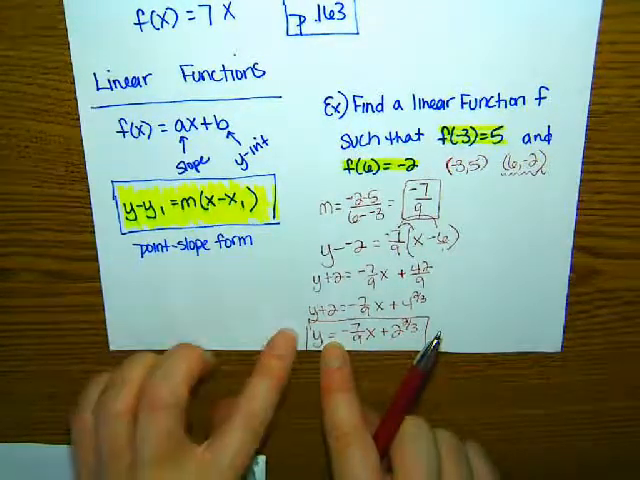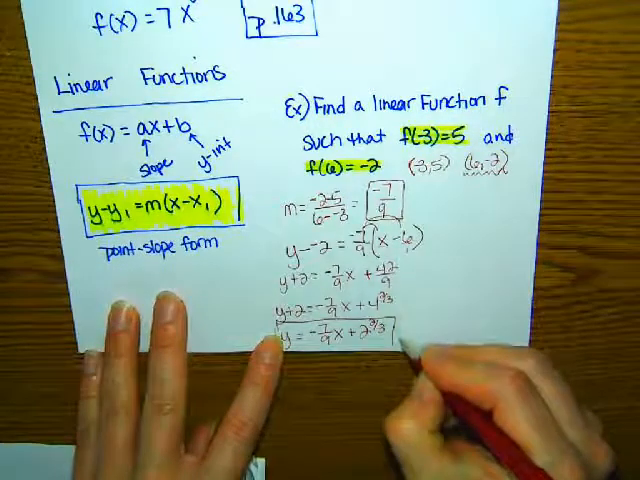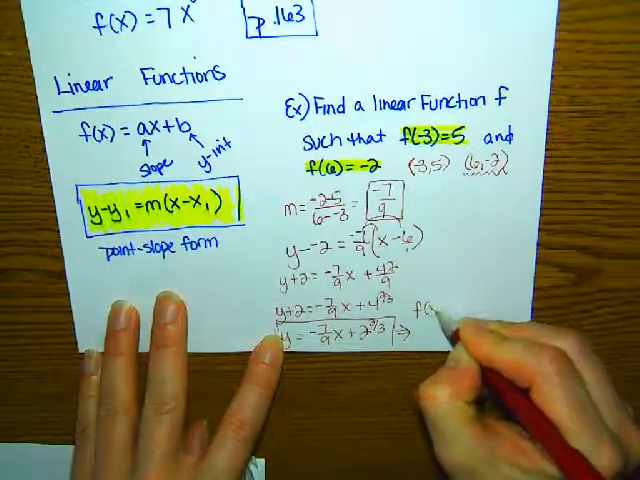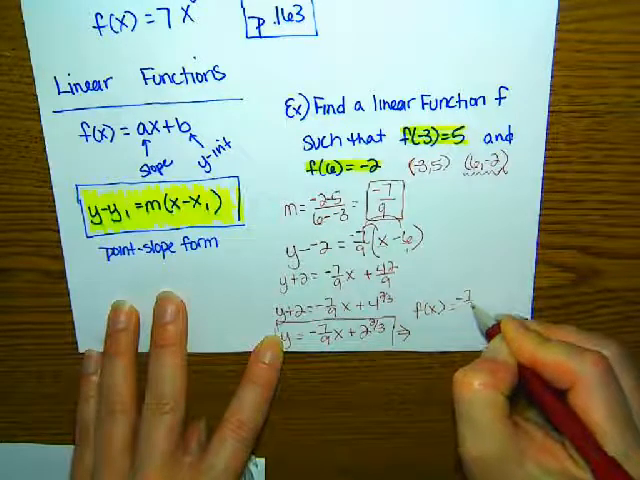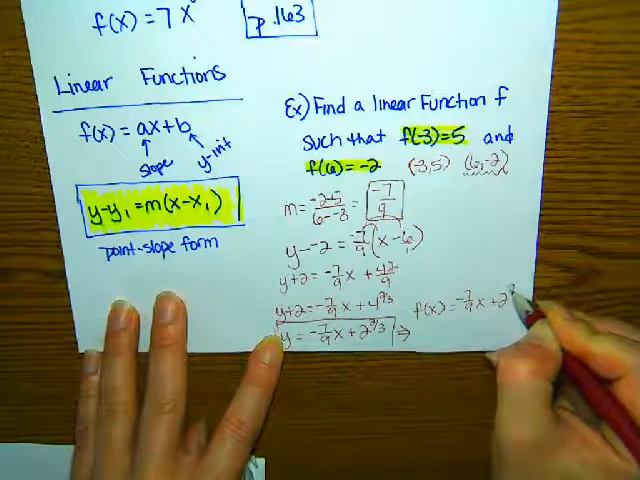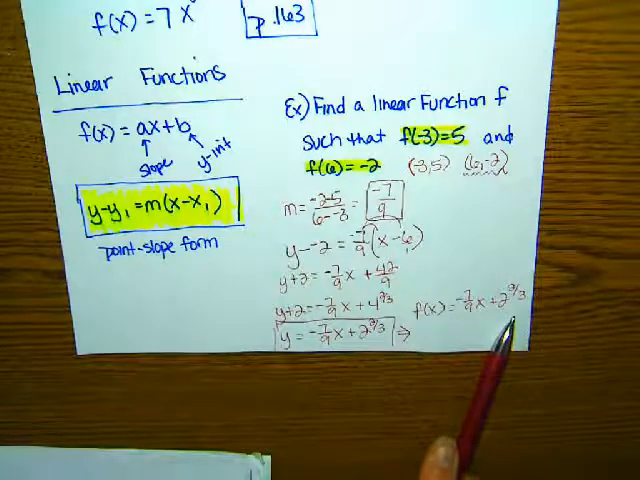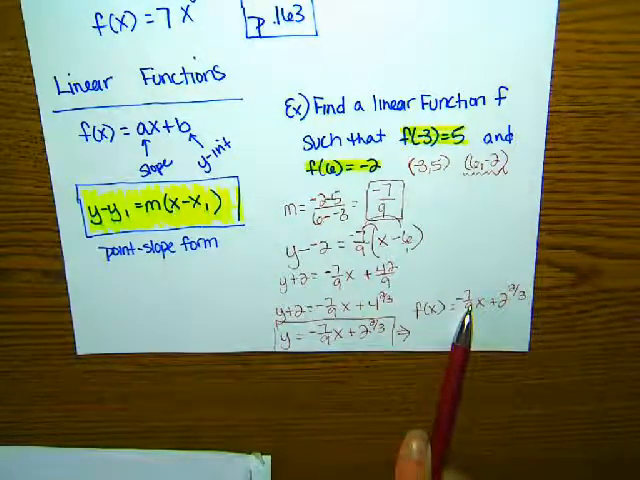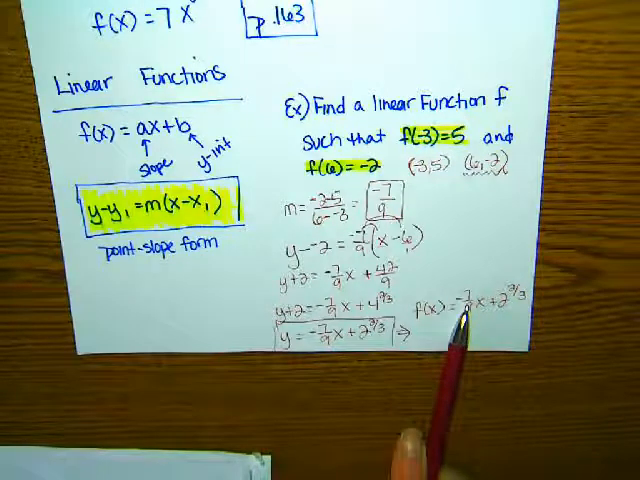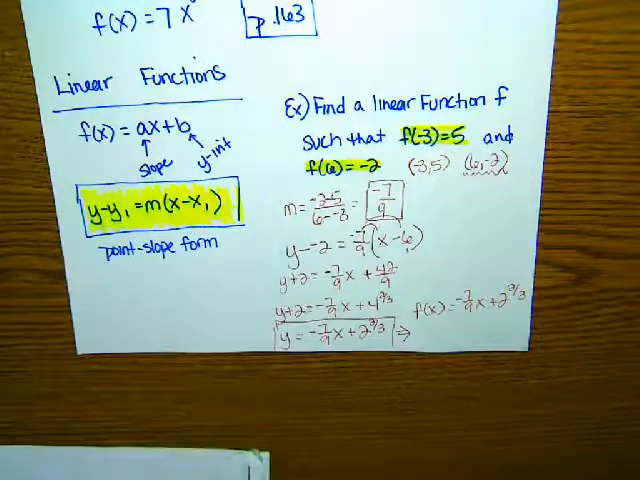I guess our last step would be we would replace that y with an f of x equals -7/9 x plus 2 2/3. What does that mean? That means that the y-intercept of that line hits at 2 2/3, and it's going down 7/9 to the right for every 1 unit it moves over. Okay.